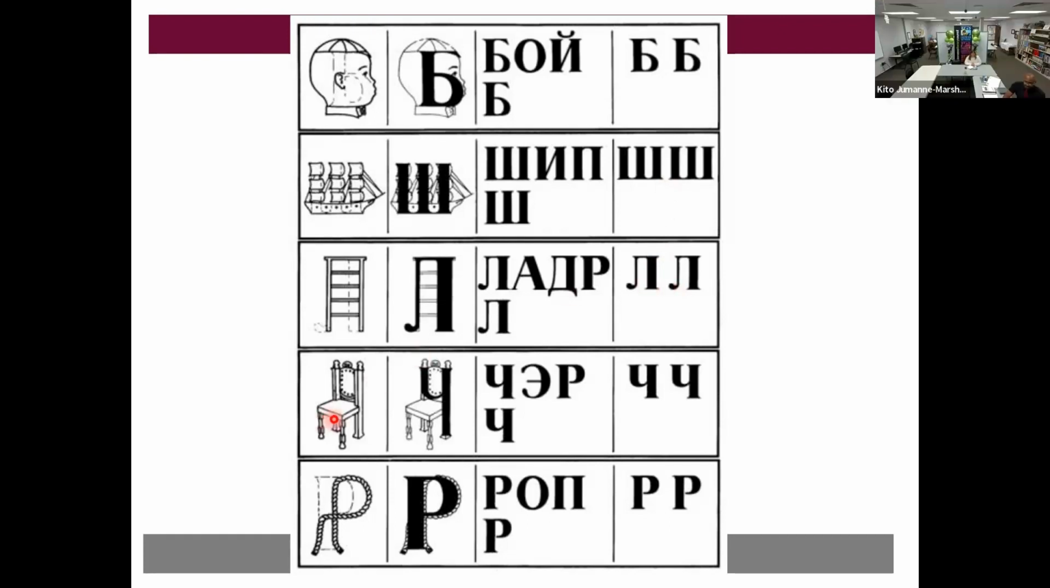This is a chair. Say chair. Chair. This is the word chair. Say chair. Chair. Chair begins with the sound ch. Say ch. Again.